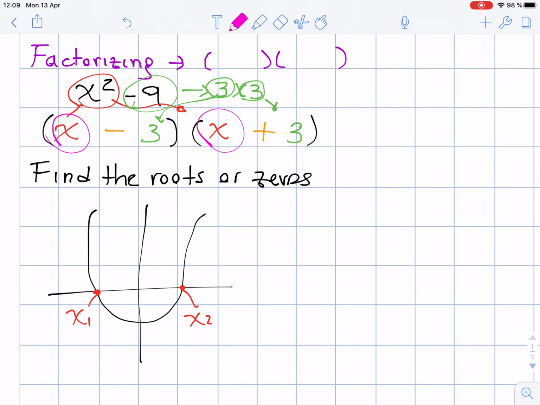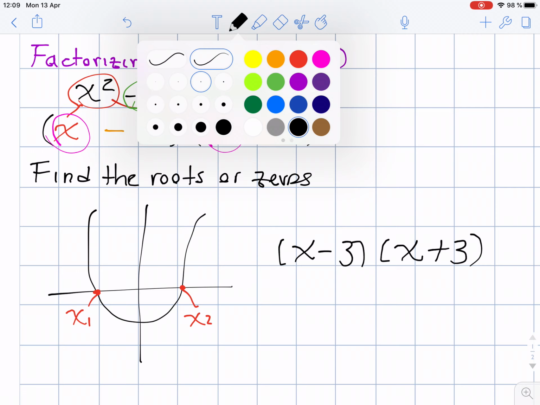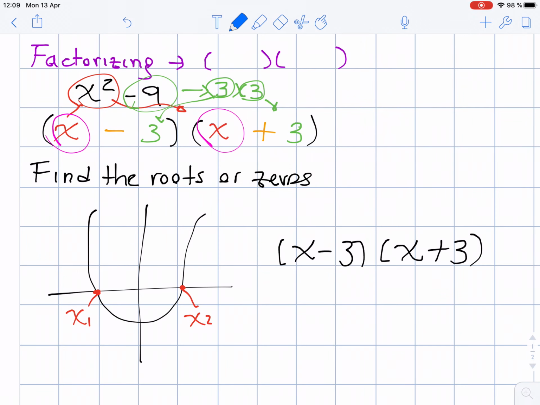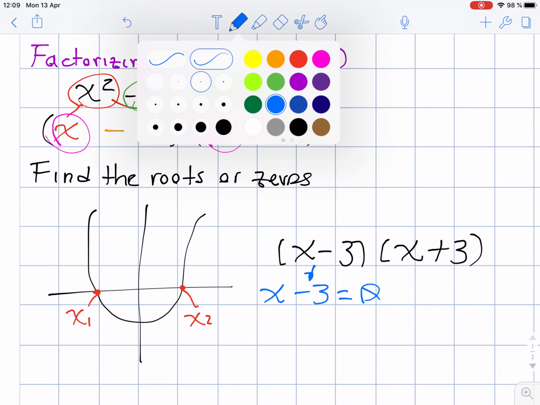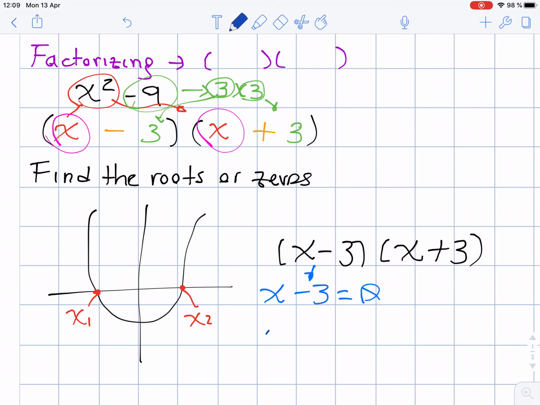How to get this? The previous answer is x minus 3 and x plus 3. Now make each bracket equal to 0. That means x minus 3 equals 0, which corresponds to this bracket. And then x plus 3 equals 0, which corresponds to this bracket.